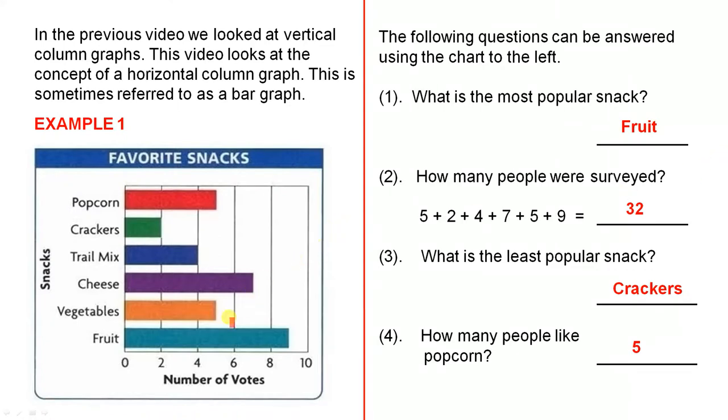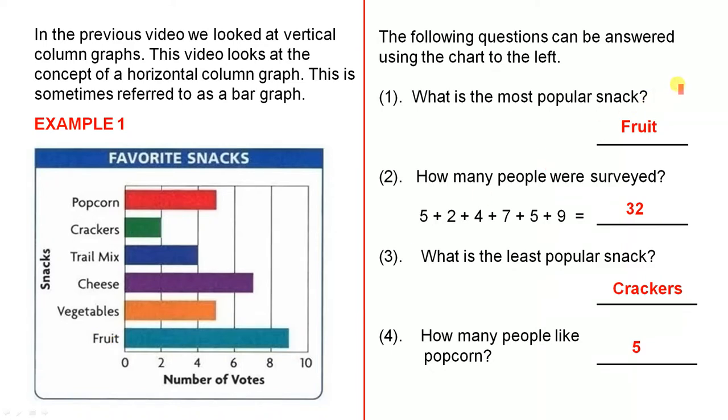Example 1. This graph has a title, which all graphs should possess. And each of the axes, so this axis here and this one, have been labelled. So the following questions can be answered using the chart to the left. Basically, a small survey was taken about favourite snacks. They could have been students or anybody. So these are favourite snacks here, and there are 6 of them listed.